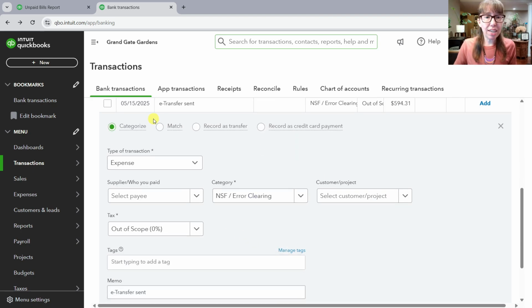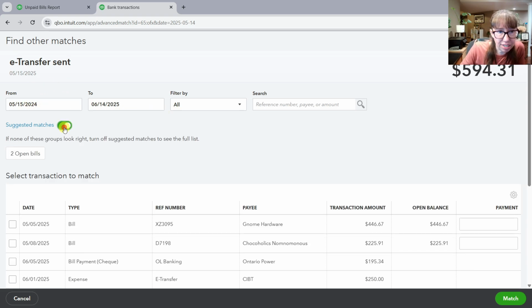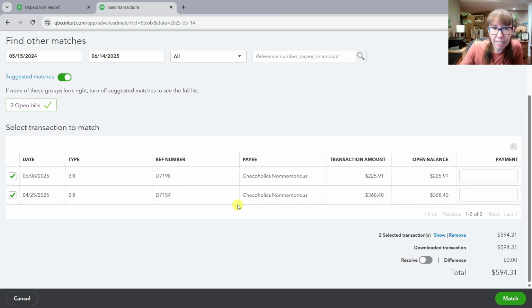So using this match button, I don't actually use it to enter the transaction, and I will show you why right now. And this is something that a lot of people don't know. So I'm going to say match, and it used to be called Find Match. So help me find a match. And it's basically showing me any transaction I think it might be related to for a year here. So I'm going to ask it to suggest a match, and it says there's 2 open bills. So let's click that and see what happens. And you can see that these 2 Chocoholic Gnome bills add up to exactly $594.31. No pennies over, no pennies under.